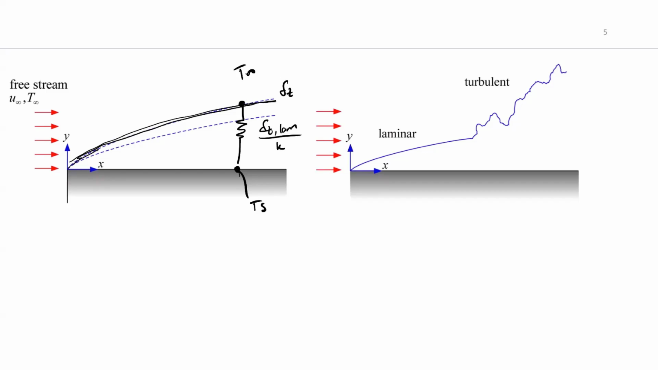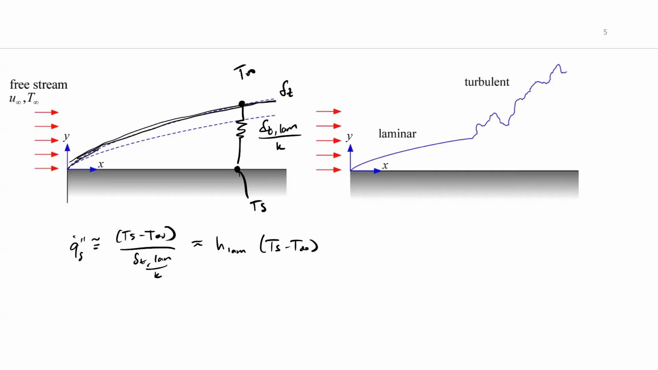Okay, and if I write out heat flux in terms of that, Q dot double prime S would be approximately Ts minus T infinity divided by that resistance, which is delta T laminar over K. And again, we define that as H laminar times Ts minus T infinity. That's our Newton's law of cooling for laminar flow. Easy enough. We just have the one resistance.